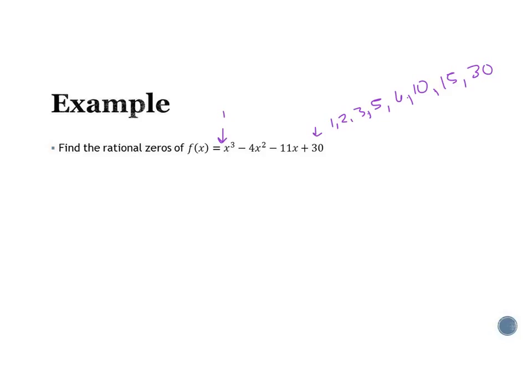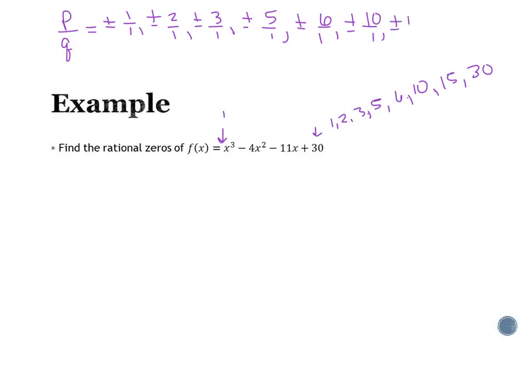So we're going to write out our list of p over q, and we also need to take into consideration that these could be negative, like you could have negative 5 times negative 6 to make a positive 30. So we're going to do plus or minus 1 over 1, plus or minus 2 over 1, plus or minus 3 over 1, and I'm putting the 1 there just so you can see the 1. Obviously the 1 is not changing these numbers at all, but if your leading coefficient was not a 1, then you would have to take into consideration whatever your leading coefficient was.